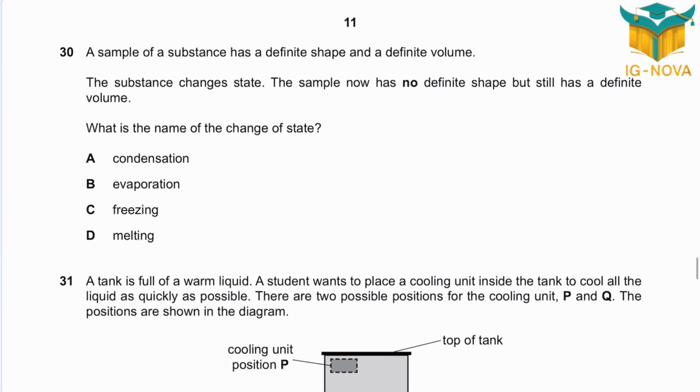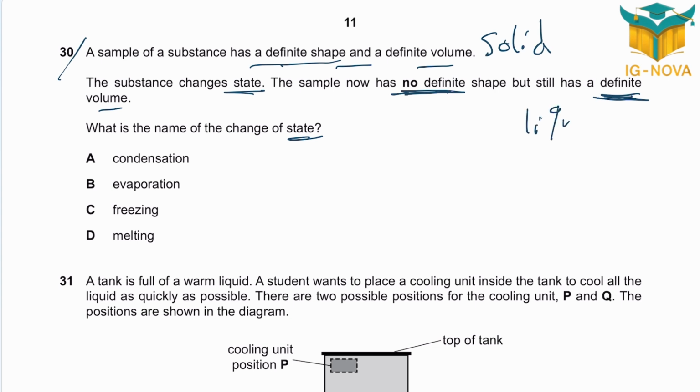Question 30. A sample of substance has a definite shape and definite volume. Definite shape, definite volume, surely it's a solid. The substance changes state. The sample now has no definite shape but still has a definite volume. What is the name of the change of state? No definite shape but definite volume, so it's a liquid. From solid to liquid, it's not condensation or evaporation, it's a melting process.